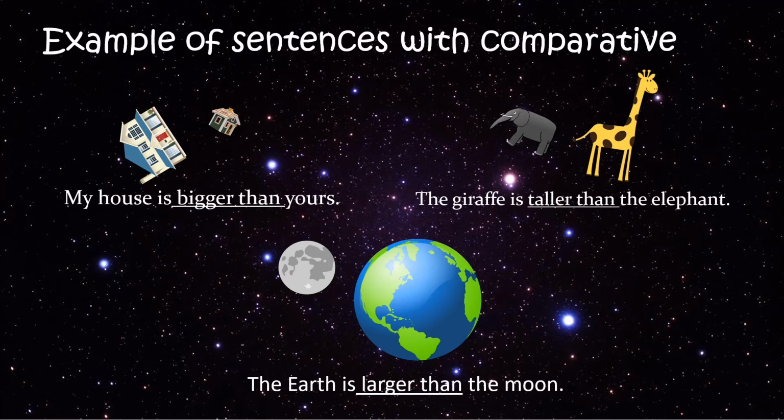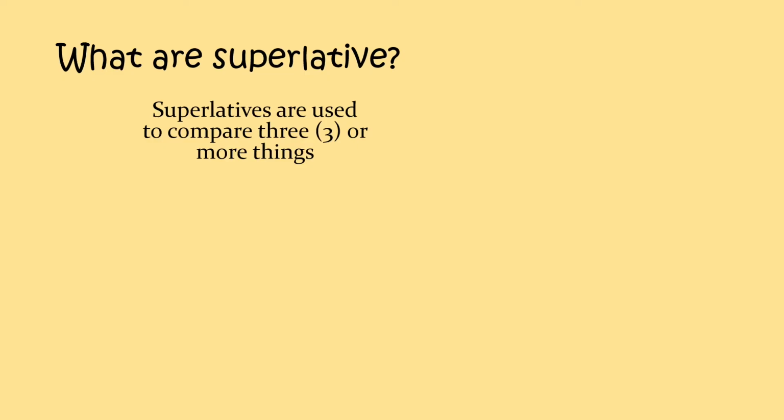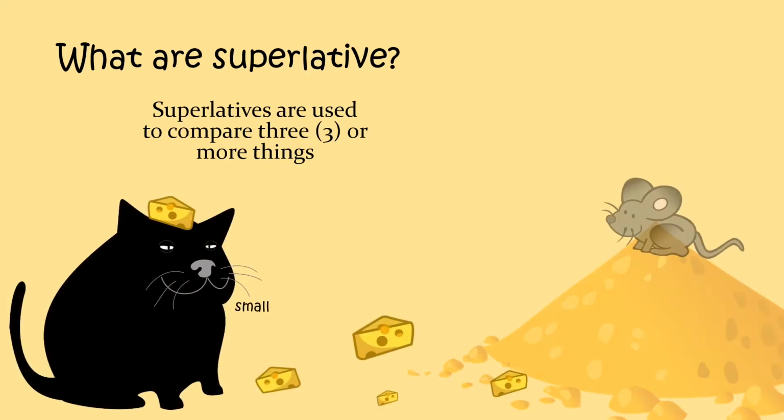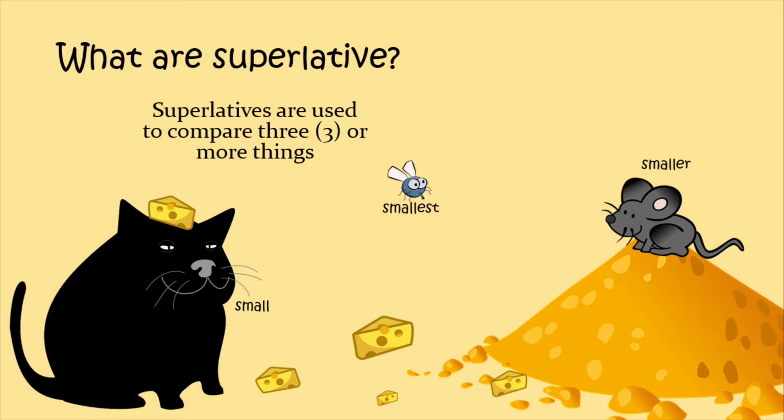Now we're all done with comparative. Let's move on to superlatives. What are superlatives? Superlatives are used to compare three or more things. For example, here we have a small cat, a smaller mouse, and the smallest fly. The fly is the smallest animal compared to the cat and the mouse.